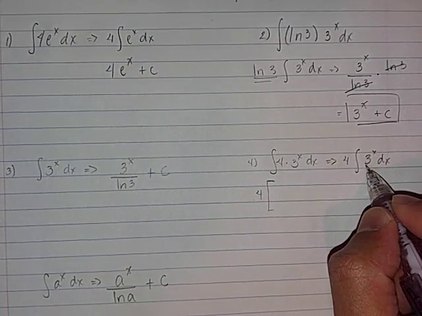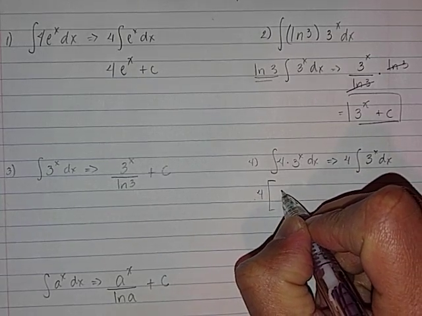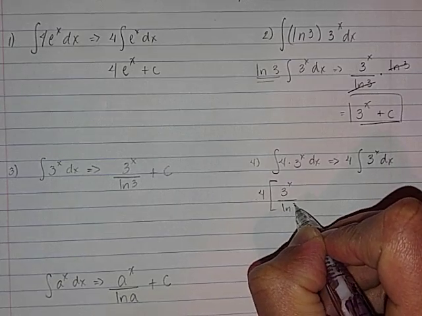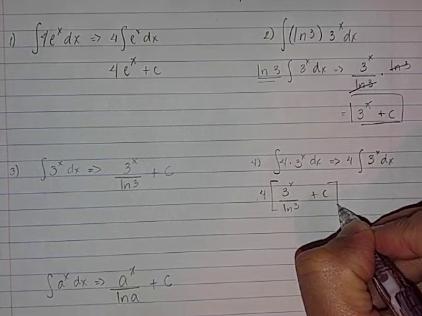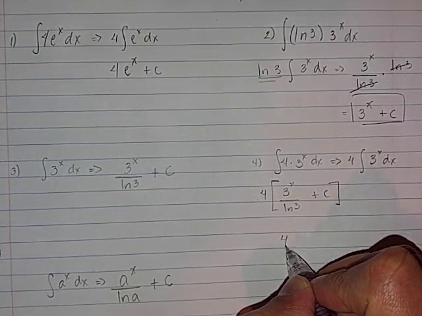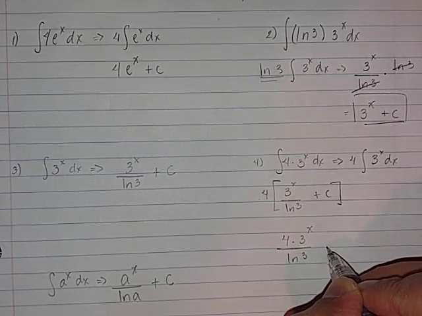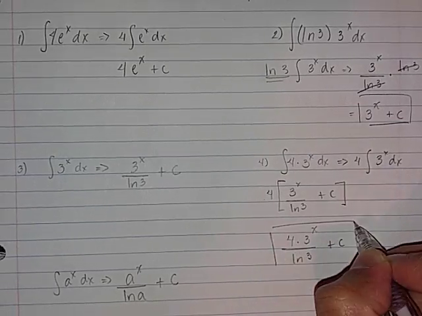So 4 times the integral of 3 to the x, well, that's 3 to the x divided by ln of 3 plus some constant of integration. So your answer is 4 times 3 to the x divided by ln of 3 plus c.